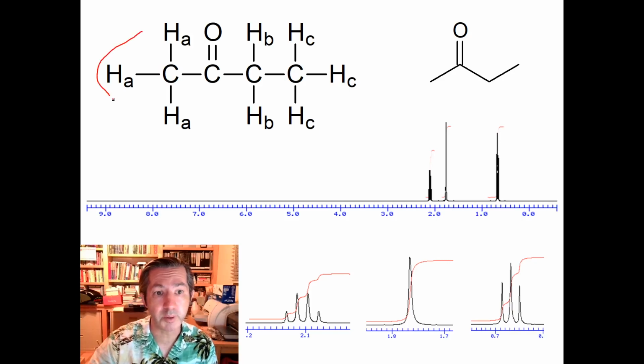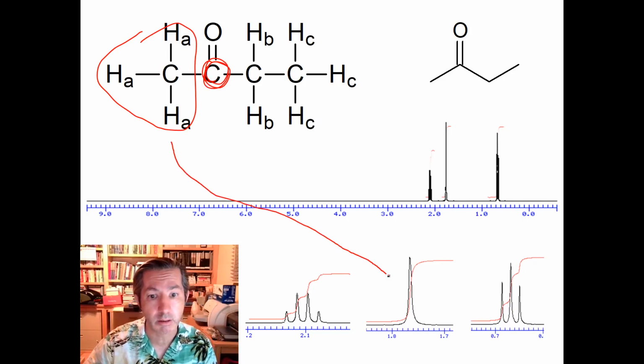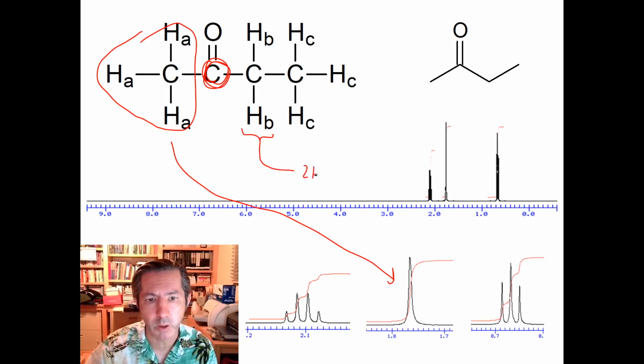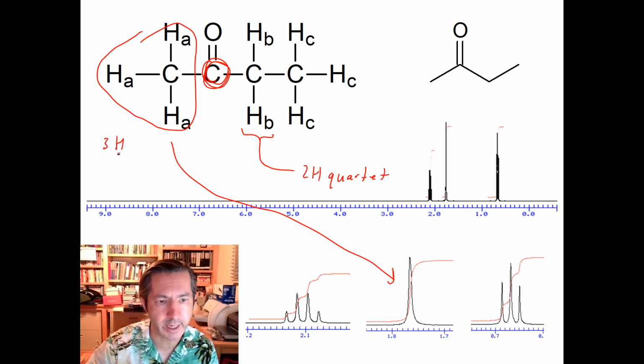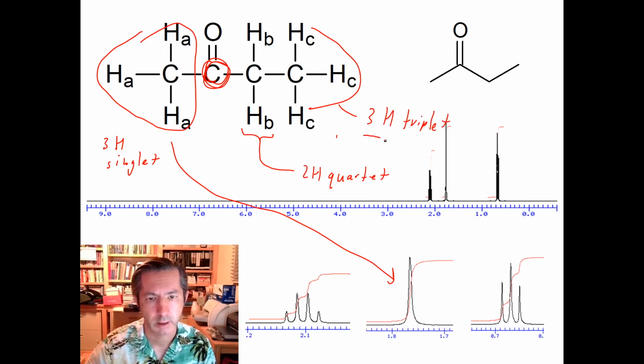So notice there was no splitting here because HA does not have a neighboring hydrogen. There's no hydrogens on this carbon. So those 3 hydrogens are just showing up as a singlet. This guy right here, he's showing up as a 2 hydrogen quartet. This was a 3 hydrogen singlet, 2 hydrogen quartet. HC is a 3 hydrogen triplet, which is this guy right here. So that's a characteristic splitting pattern.